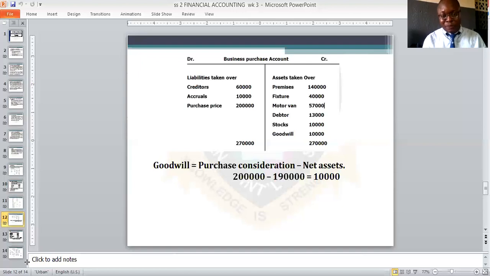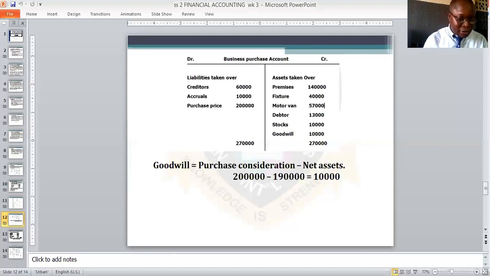Then we also have the purchase price. That's 200,000 naira. So the total asset taken over here is 190. Subtract it from 200,000. So we have the balance of 10,000. That balance of 10,000 is our goodwill. But in a case where the net asset is more than the purchase consideration, that would be what? That would be capital reserve.